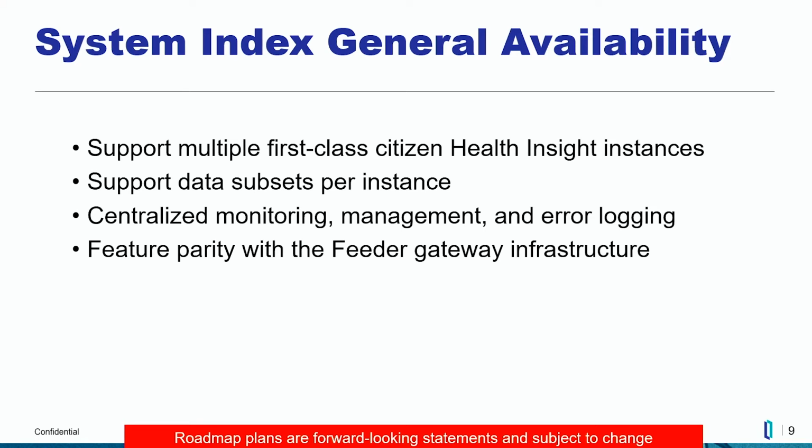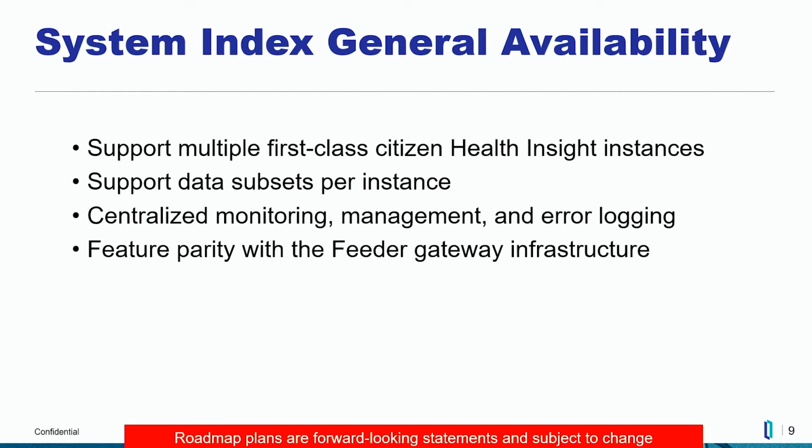The existing product, or older versions of the product, do allow support for multiple Health Insight instances from a single Unified Care Record. It's through a mechanism called persistent requests, which really treats one Health Insight instance as the primary or the main one, the first class one, and the other instances are just sort of downstream from that. Whereas with System Index, you can have multiple Health Insight instances, each one a sort of primary, each one a sort of first class one.